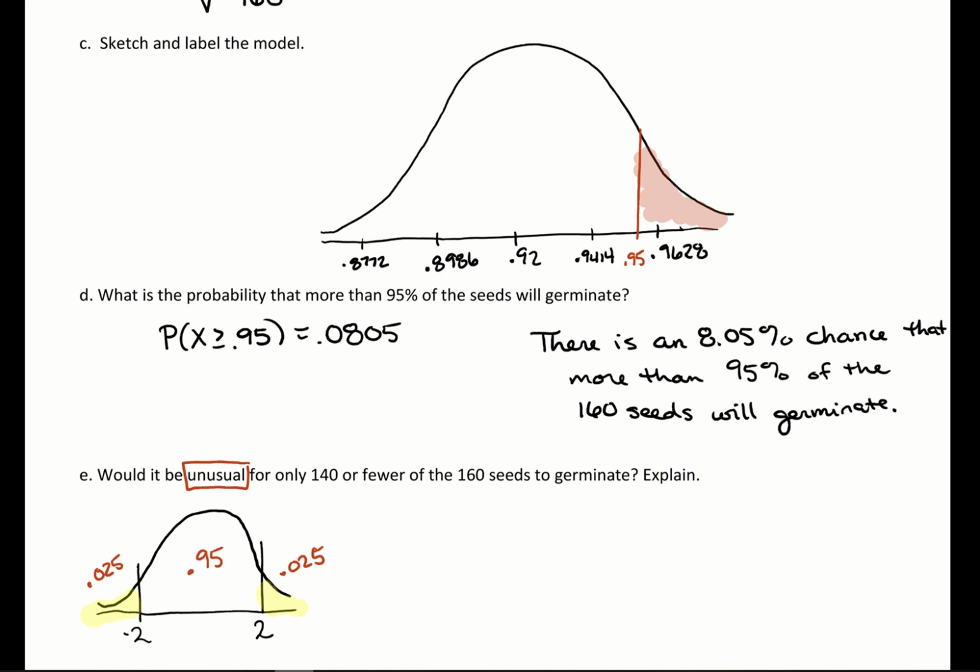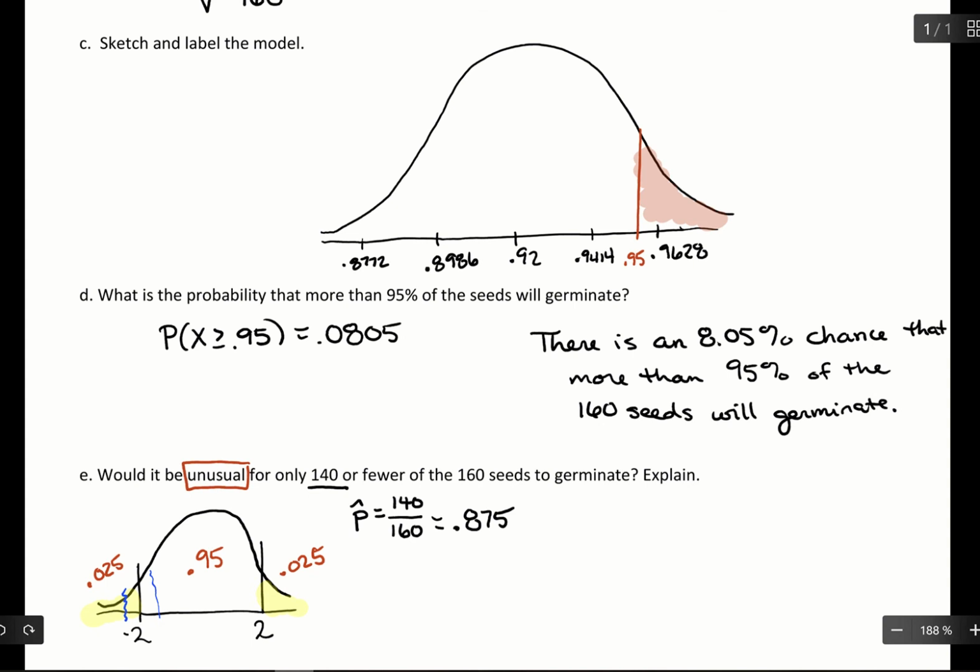So what we need to do is see if we're landing in this lower tail here. We need to figure out, are we landing in this region, where we'd have a smaller percentage than 0.025, or are we landing out here somewhere? So first of all, given 140, let's change it to a sample proportion. That would be 140 out of 160, so our proportion would be 0.875.